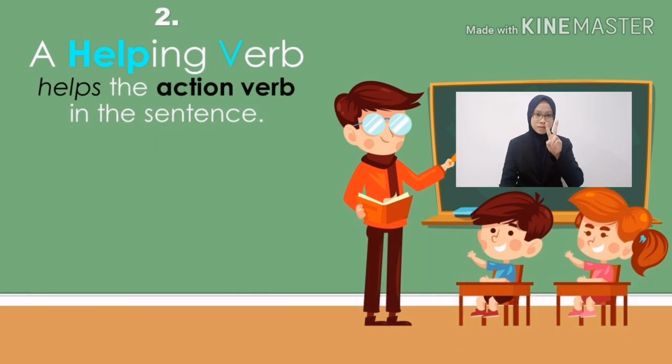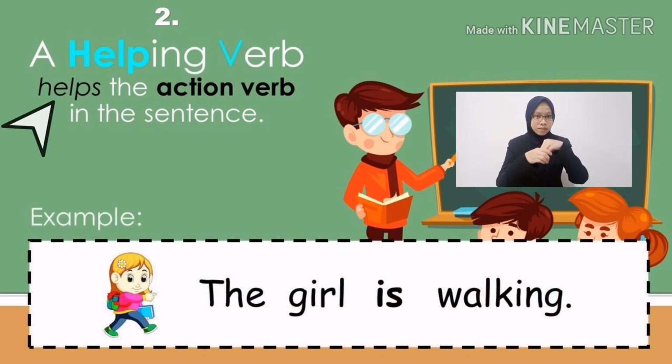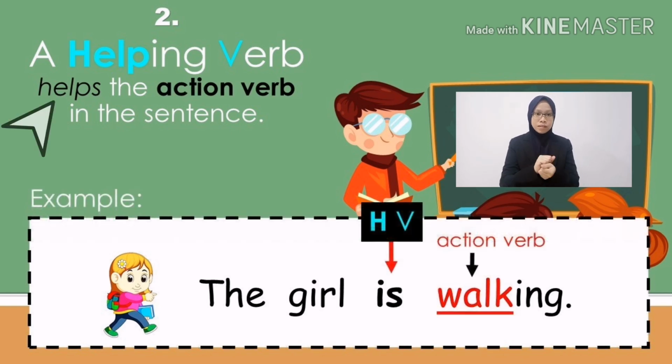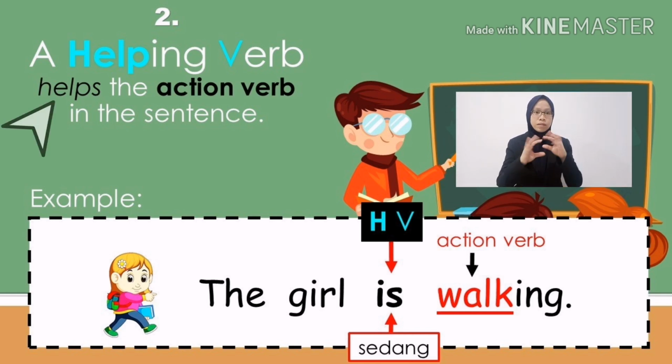The next characteristic is a helping verb helps the action verb in the sentence. Tolong macam mana ya? In writing stories, we may want to describe a continuous action. Thus, a helping verb helps to express a sense of continuity. Di dalam ayat ini, kita boleh bayangkan kata kerja itu berterusan, sedang berjalan.